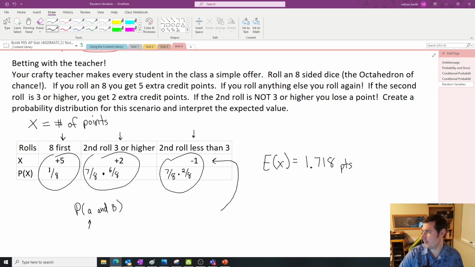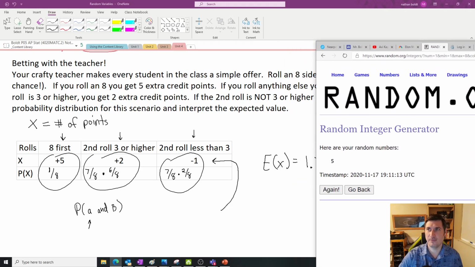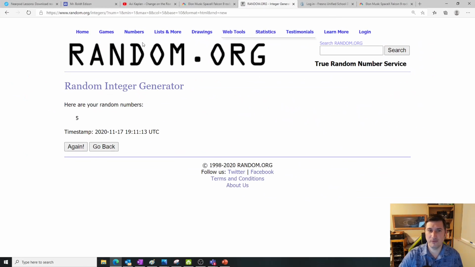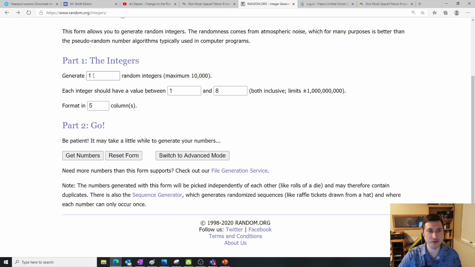Where's my random number? You ready for this? You may not trust me, but how do I know this is going to be the right numbers? All right, I'll go back. All right, so I'm going to generate one random integer from 1 to 8. All right, I'm not lying to you. From 1 to 8. All right, Alejandro, this one's yours.